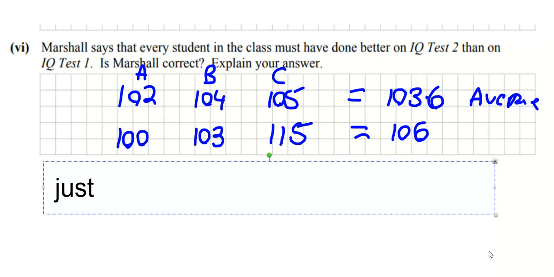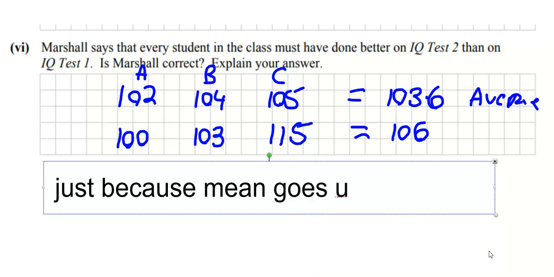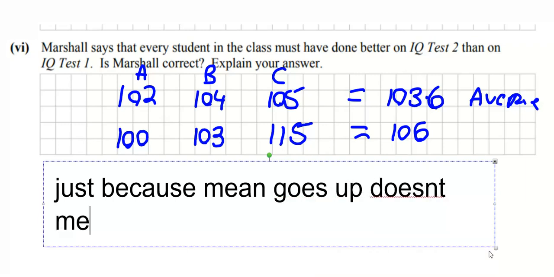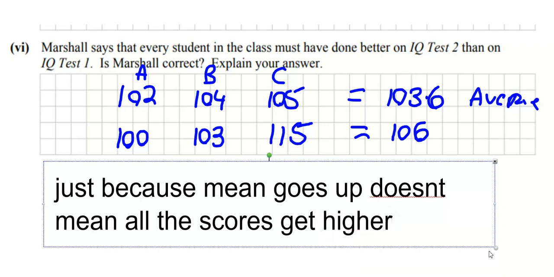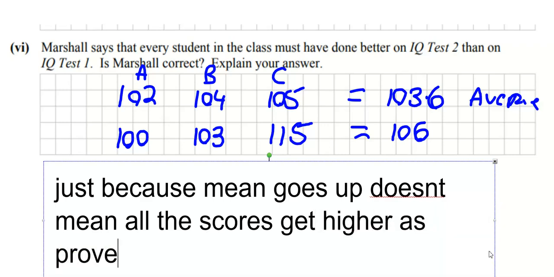Just because the mean goes up doesn't mean all the scores get higher, as proven above. See the way I proved it? I raised the average, but I didn't raise all the scores. Does that make sense? Student A got 102 in the first test, 100 in the second test, B got 104 in the first test, 103 in the second test, and C improved by 10 points. The average went up, but two of the students' results actually went down. Okay, that's me proving.